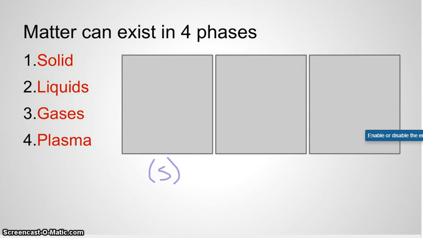The other 3, we're going to do some particle diagrams to go along with them. And so we have the 3 empty boxes here, and we're going to fill those with particles of each one, so a solid, liquid, and a gas. But first, we're going to use some phase notation to designate which box is which.